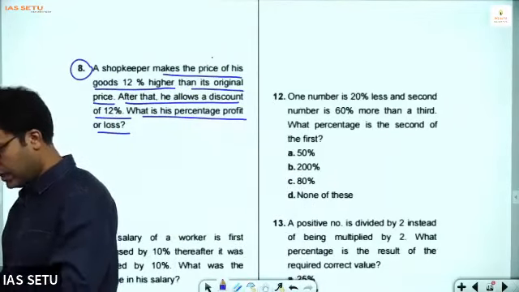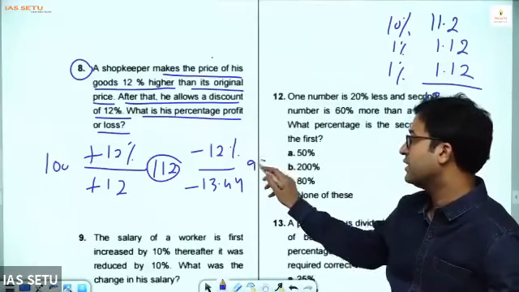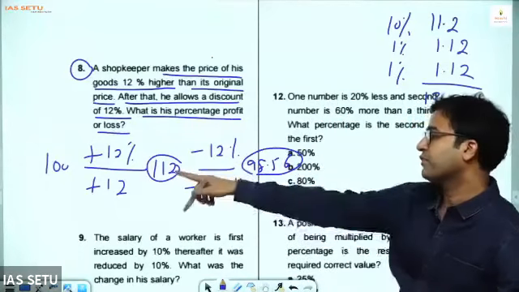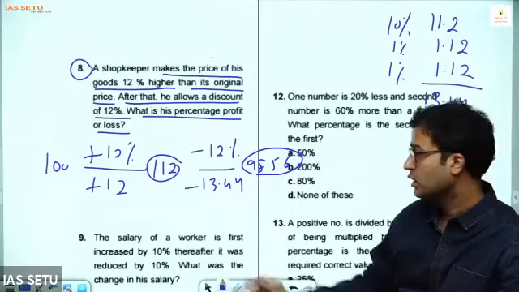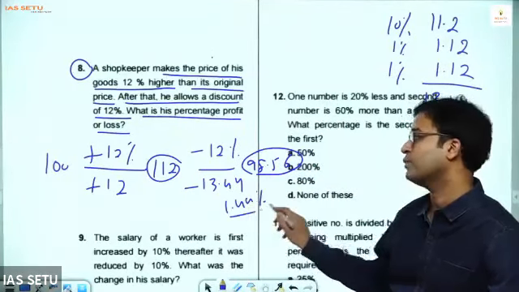So we have to calculate what is 12% of this. Some students think what is asked now. So you break it into 10%, 1%, 1%. What is 10% of 112? 11.2. What is 1%? 1.12. 1.12. It is 13.44. So it is minus 13.44 from 112. It will come 98.56. So what is the difference between 100 and this? And it is a loss. Less than 100 means loss. So there is a loss of 1.44%.